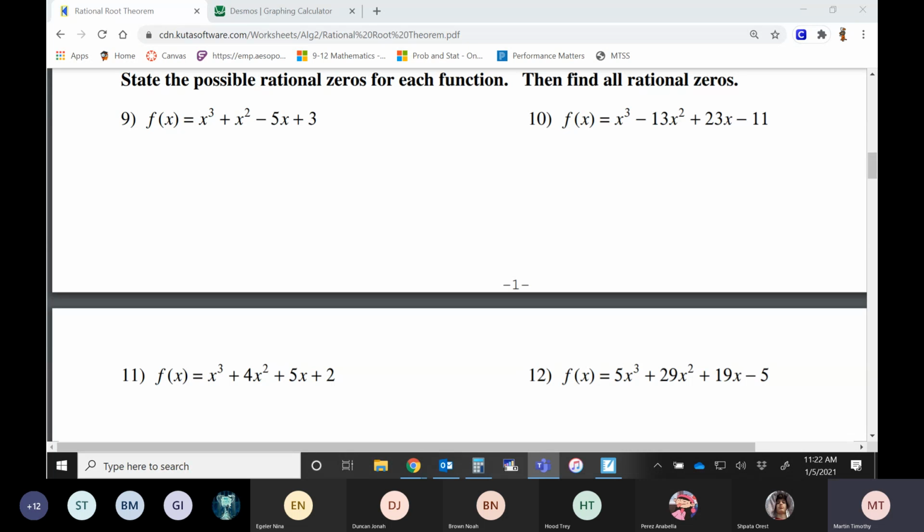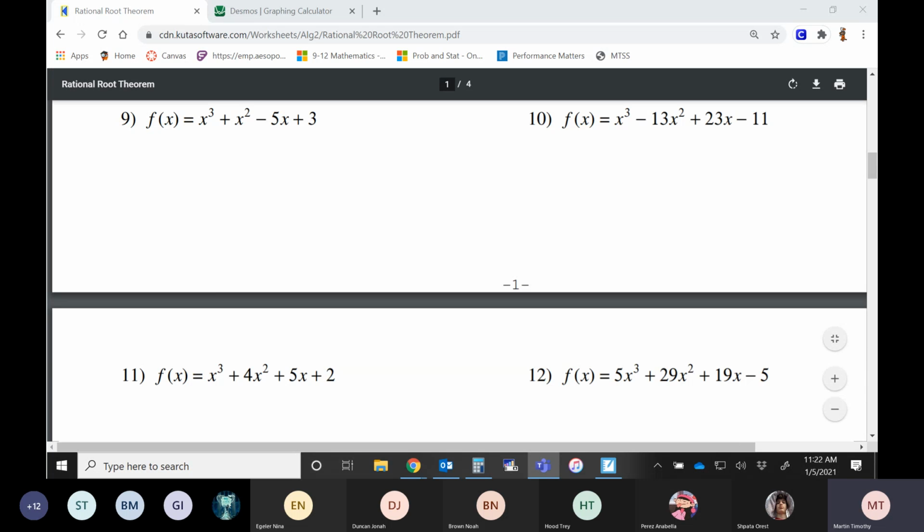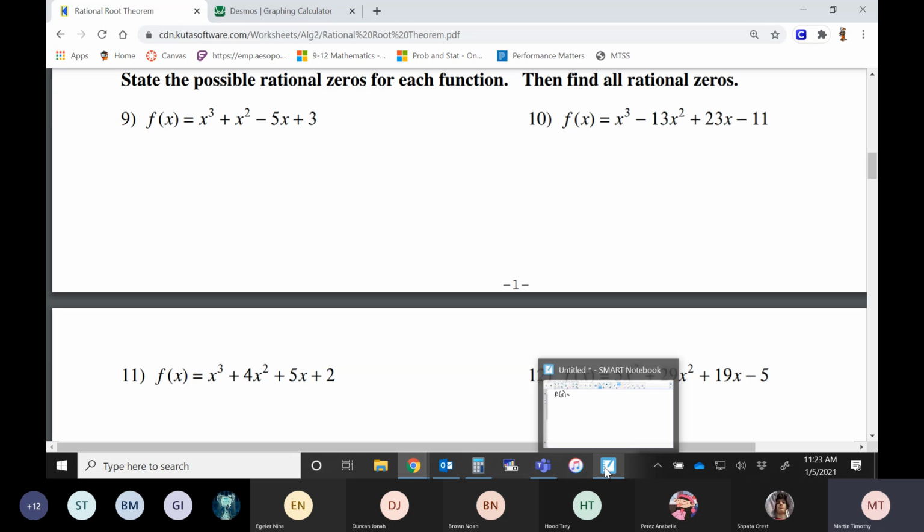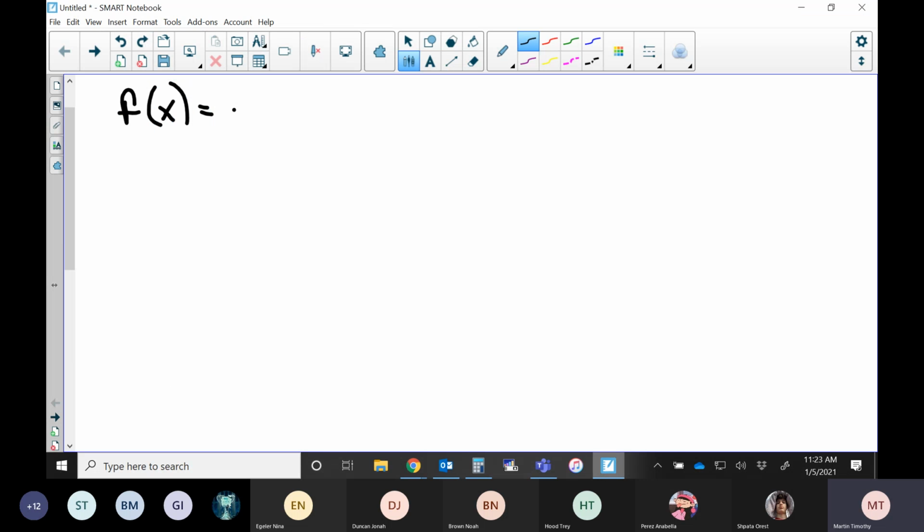All right, so let's try these examples. The first thing it tells me to do is to find the possibles. So we're just going to come up with a list. Instead of having an infinite amount of possibilities, we're going to make this list a lot shorter. So it's f of x equals, hopefully I don't write this down wrong, x cubed plus x squared minus 5x plus 3.